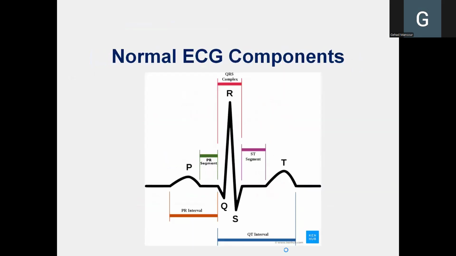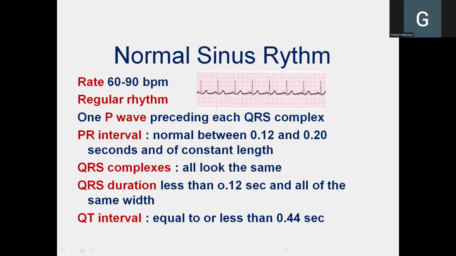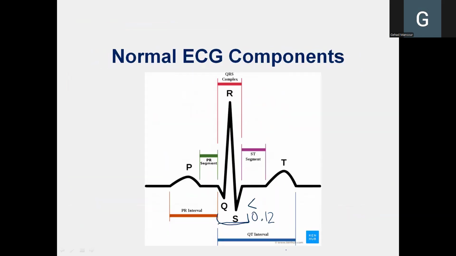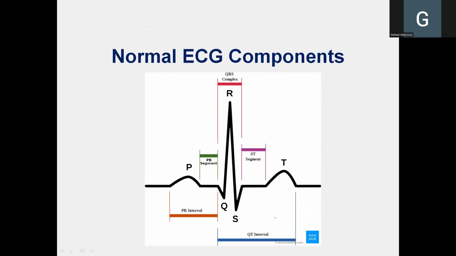Furthermore, the QT interval, and the QT interval is of extreme importance. It begins at the beginning of the Q wave and ends at the end of the T wave, and it shouldn't be more than 0.44 seconds. Is it important to know this value? Yes, extremely important. Is it important to calculate it on the ECG tracing? Yes, it is extremely important. So it shouldn't exceed 0.44 seconds.